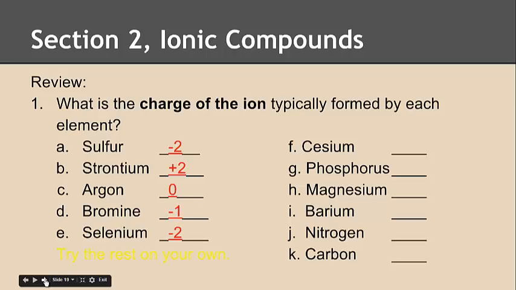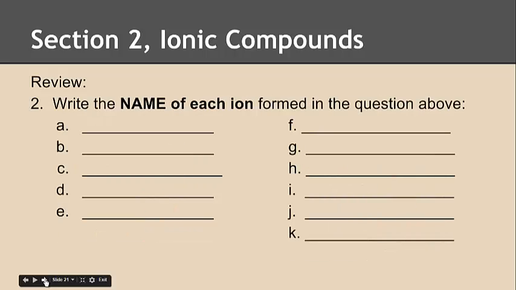Alright, and continuing, for A through E, there are the charges for each of those. Go ahead and pause the video again and try F through K. And now F through K look kind of like that. Hopefully you're getting these same answers. Please write them in your notepad. Question 2, name the ions above. Go ahead and try to name them on your own if you can.